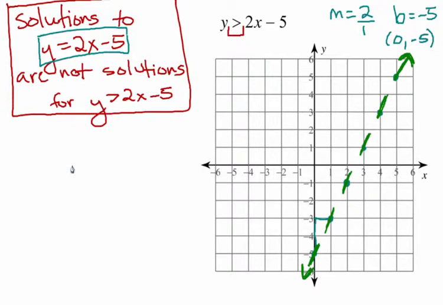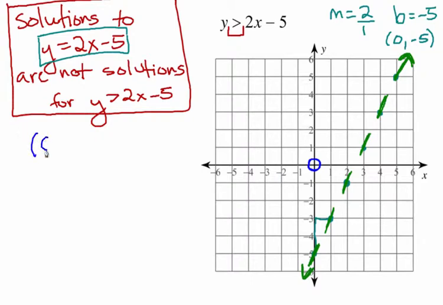To answer that question, I'm going to test a point that's on a particular side of the line. Whenever the line doesn't pass through 0, 0, I like to test the point 0, 0 to see whether it is a solution to the inequality or not. If it is a solution to the inequality, I shade on the side containing 0, 0. If it's not a solution to the inequality, I shade on the side that doesn't include 0, 0.